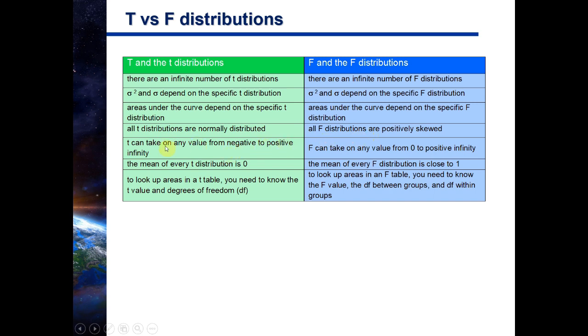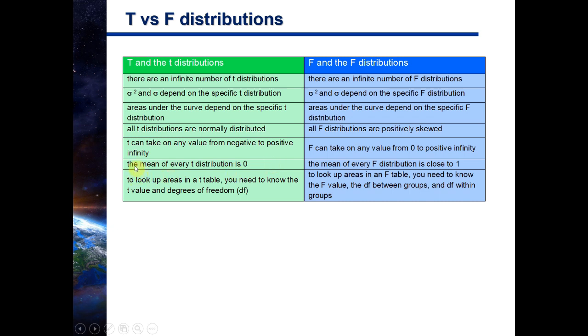All right, T can take on any value from negative to positive infinity, just like Z. But look at this. F can only take on a value from 0 to positive infinity. In other words, F can never be negative. If you get a negative F value, you have screwed up somewhere. And we will look at why this is the case later as well.